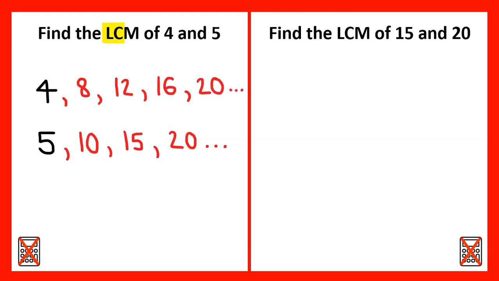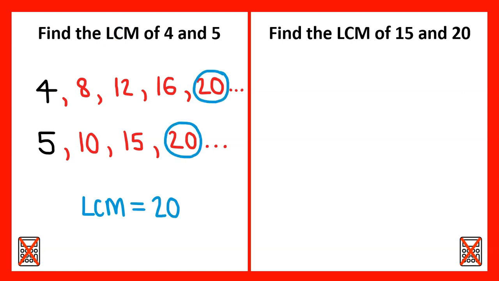And now you can see that I have a number that appears in both lists, which means that they're common, and that number would be 20. So the lowest common multiple is 20. On to the next question.